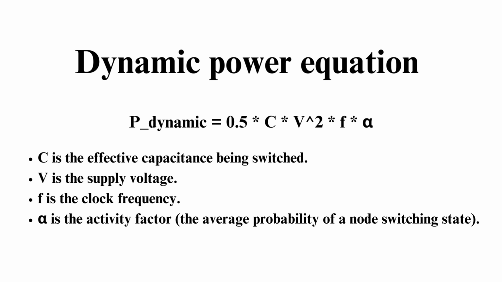Here C is the effective capacitance being switched. V is the supply voltage, already told. F is the clock frequency, and alpha is the activity factor, the average probability of a node being in a switching state.